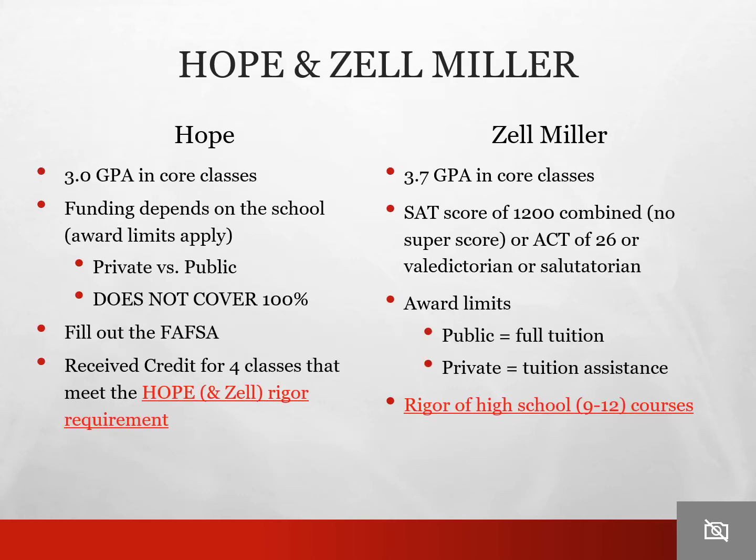When it comes to the Hope and Zell Miller Scholarship, it's going to be important for students to know the requirements as well as the courses they've taken and whether or not they meet the Hope and Zell Miller rigor requirement. The link for the list of classes will be at the end of this presentation, and you'll see a couple of the requirements here. Zell Miller obviously has a higher GPA, and they require the SAT or ACT scores, and students are encouraged to fill out the FAFSA for both.